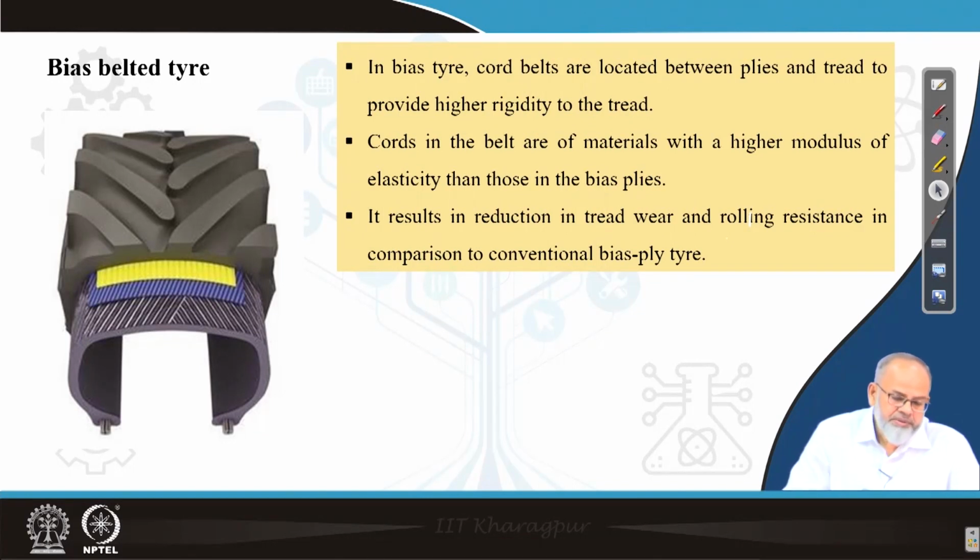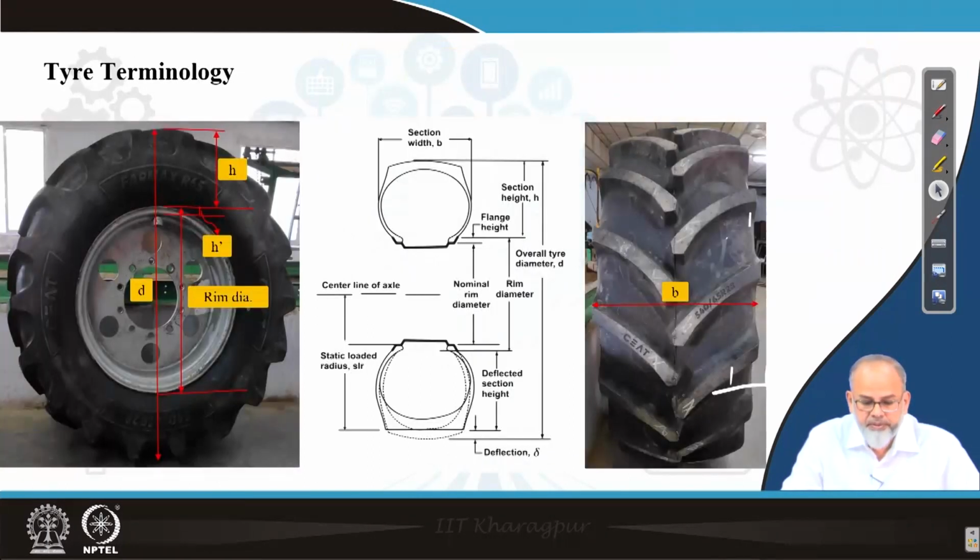And the rest of the things, that means the carcass where the beads are provided, and the layers of cords, run at an angle, the crown angle, which is around 40 degrees. All those other components remain the same as that of the bias ply tyre, but only an addition of a belt has been provided so that it gives extra rigidity to the tyre tread. Thereby there will be reduction in tread wear and reduction in rolling resistance as compared to conventional bias ply tyres.